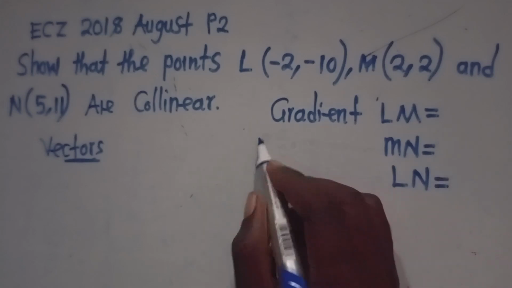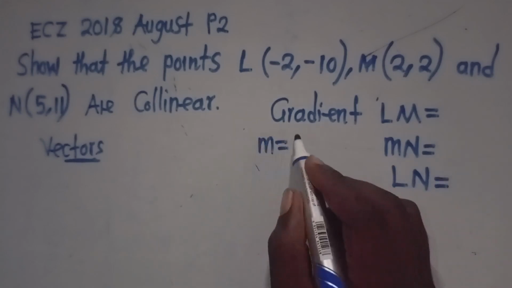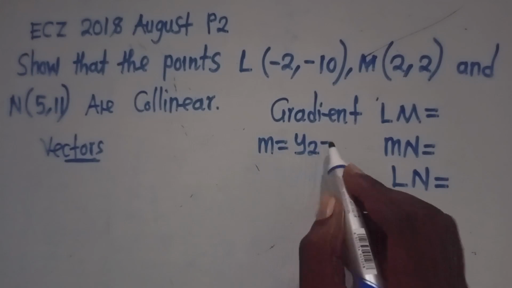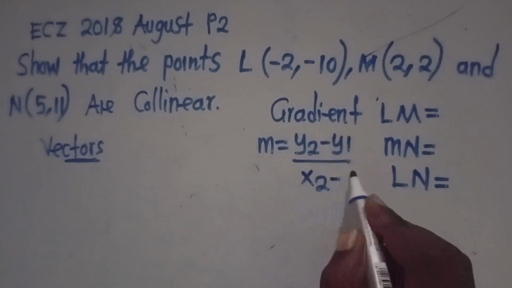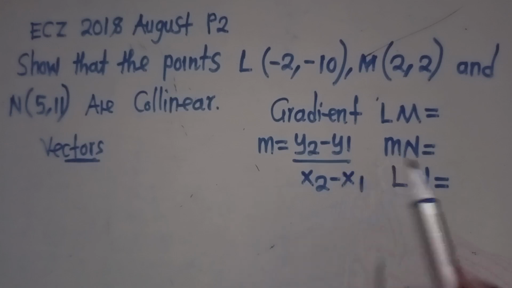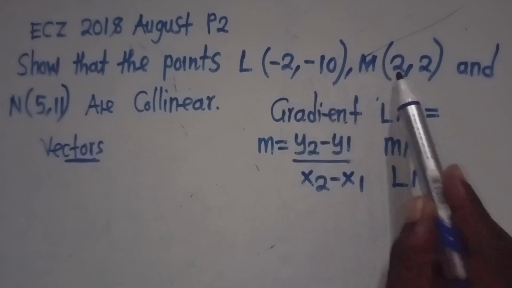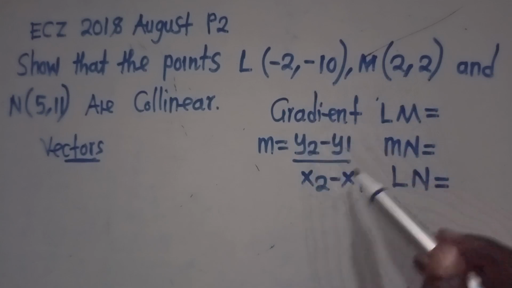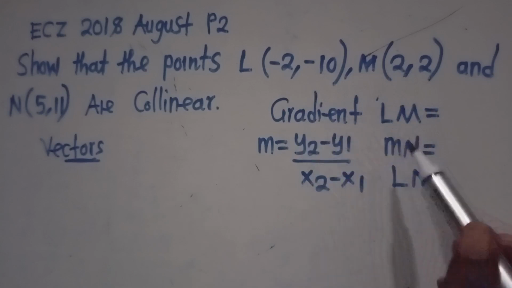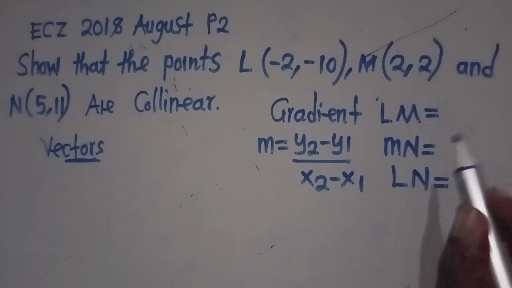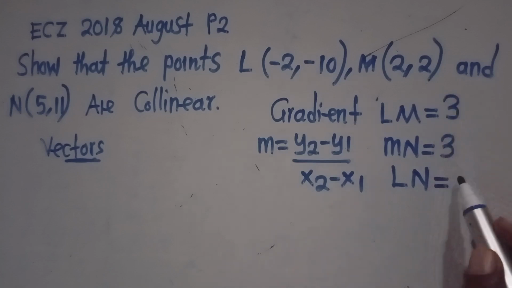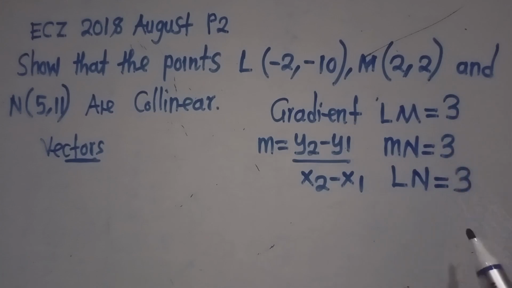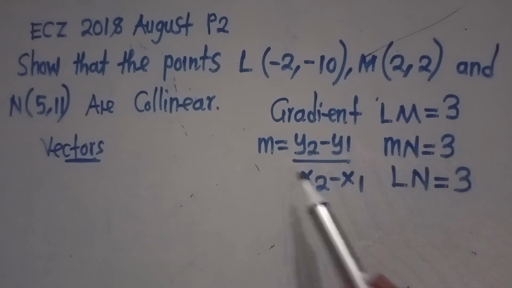You now will find the gradient. The gradient is equal to y2 minus y1 over x2 minus x1. So where you get these two points, you find the gradient using this particular formula. You discover that if you solve the gradient way, you are going to find the gradient to be 3, even here the gradient to be 3, even there the gradient to be 3. Have you seen if you use the gradient way?